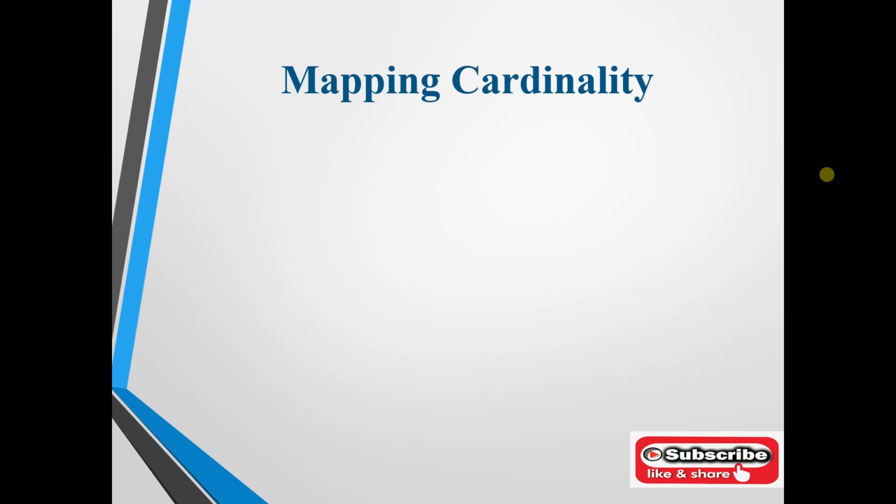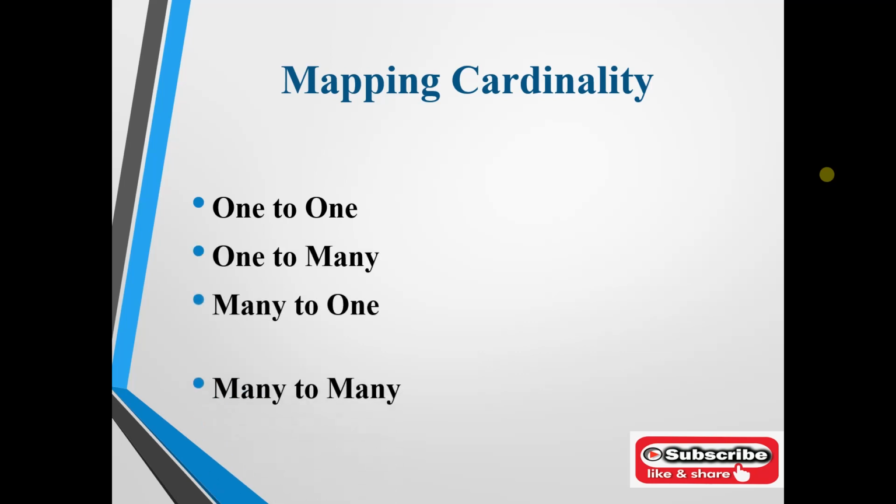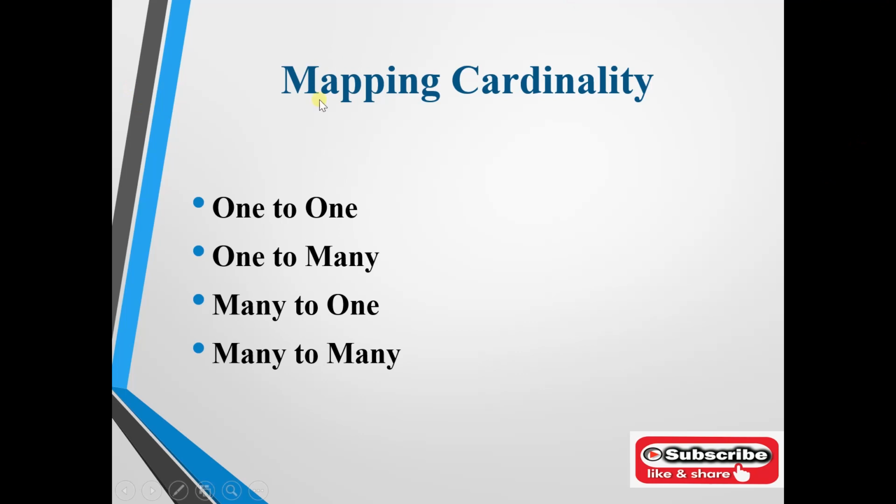So the first question is, what is mapping cardinality? A mapping cardinality is a data constraint that specifies how many entities of an entity set can be related to in a relationship set. There are four types of mapping cardinalities: one to one, one to many, many to one, and many to many. Already I have explained one to one and one to many or many to one. So today we will see what is many to many with an example.